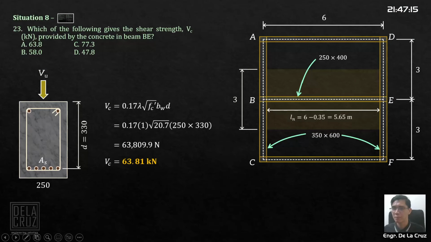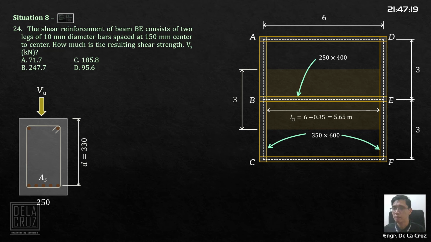Okay? So madali lang yung number 23. Yung number 24, madali lang din. The shear reinforcement of BE, o beam BE, consists of two legs of 10 mm diameter bars spaced at 150 mm center to center. How much is the resulting shear strength VS in kilonewtons? VS lang ha, walang phi.